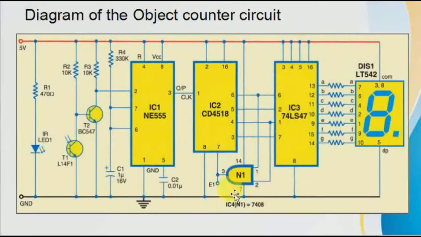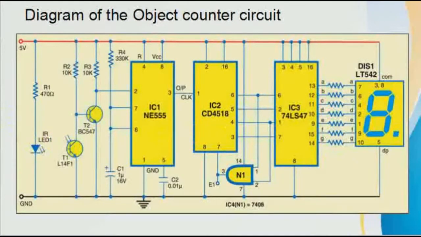And we have used this AND gate because if the count comes to 9 we have to reset it to 0, so therefore we have used an AND gate. This is how the circuit looks and how it will run. We have used a capacitor, this is an NPN transistor, and then resistors and capacitors, and many other things.